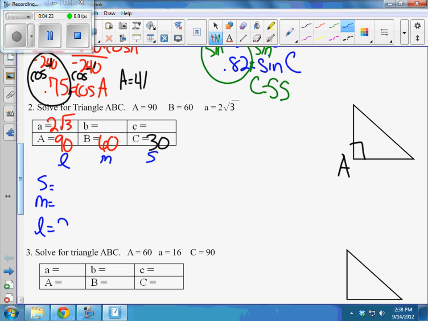So if my large side is 2 square root of 3, normally to go from the small to the large side, I double it.